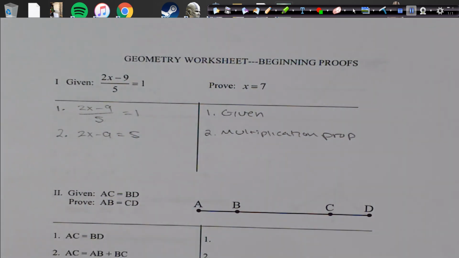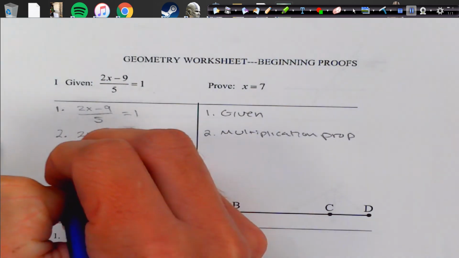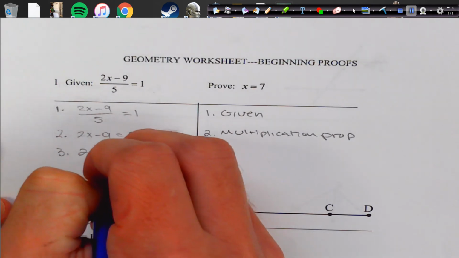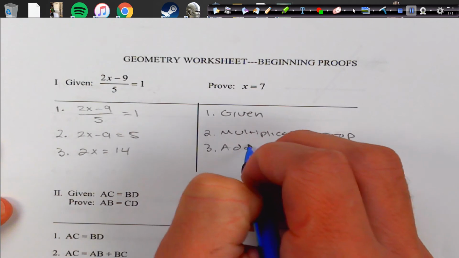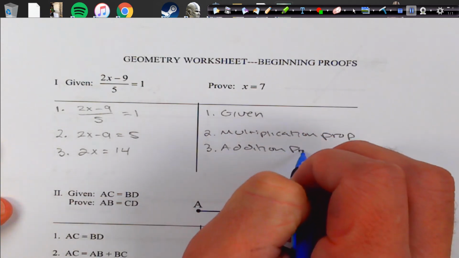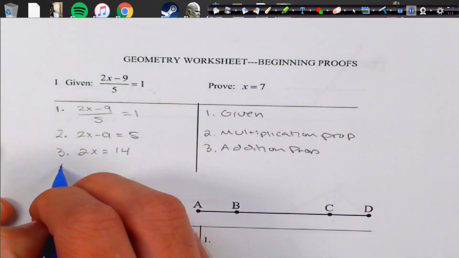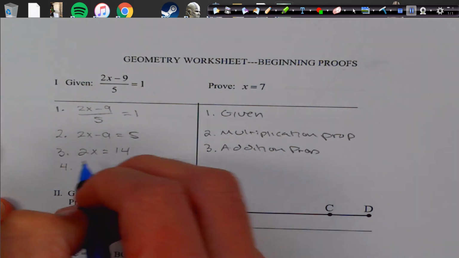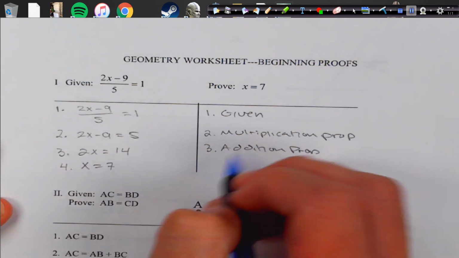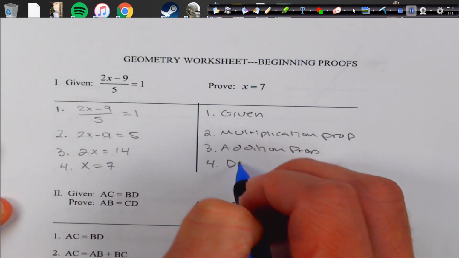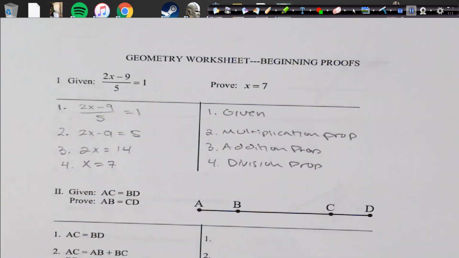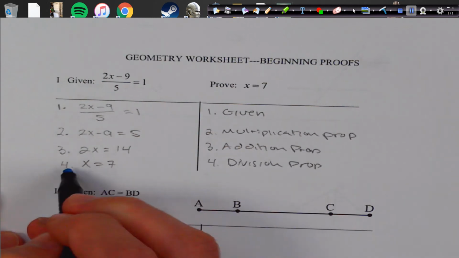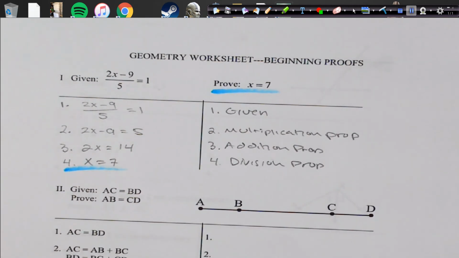Then I'm going to add 9 to both sides. And we're going to get 2x equals 14. So that's addition property. And then step 4, we're going to divide by 2 on both sides, and we're going to get x equals 7. And that's division property. Okay? Key thing here is our last statement should always match what we're proving. So always make sure we do that.